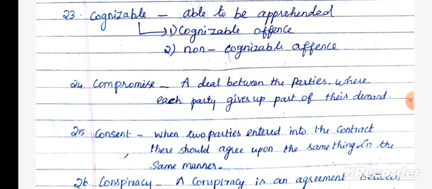Consent: when two parties enter into a contract, they should agree upon the same thing in the same manner. So it is the consent of the two parties. For example, if a partnership company is being started and there are two parties, of course there can be many parties, they are entering into a contract of starting a company, and both parties should agree upon the same thing in the same manner, that the company will start in good faith. So that is consent. We should have the consent of each and every party who is about to join the business, who is about to join the company.